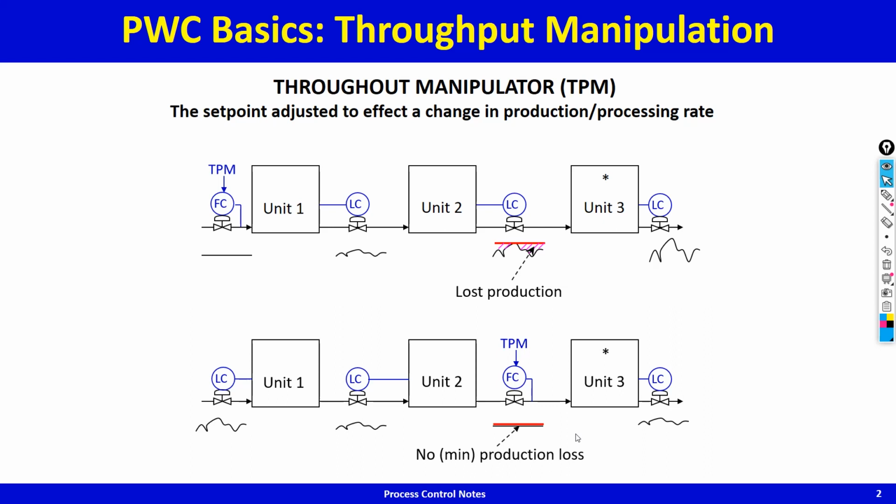Well, if you know where the bottleneck is, it's always a good idea to choose the throughput manipulator at the bottleneck and then propagate variability away from the bottleneck. You see, this is the bottleneck, and the way the level controllers are oriented, upstream level controllers are oriented in the reverse direction of flow, downstream level controllers are oriented in the direction of flow. So the orientation of the inventory control system is to propagate transients away from the bottleneck, and that allows us to operate at the bottleneck limit. Okay.